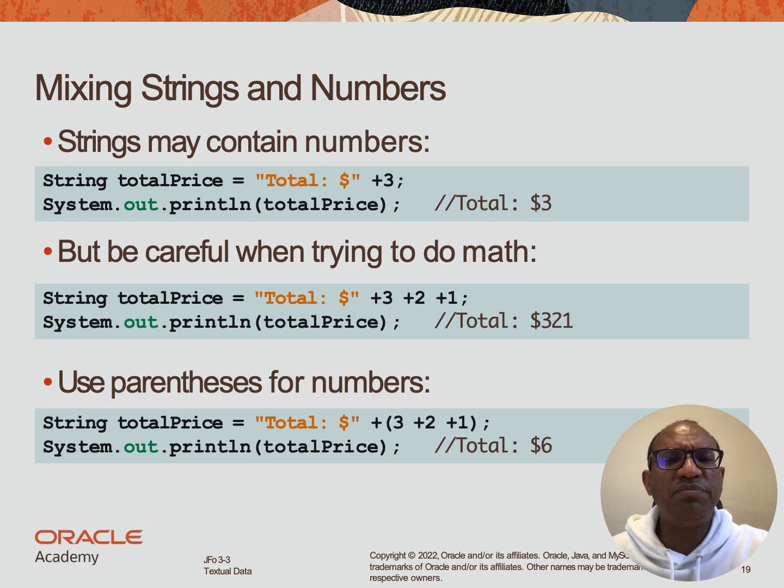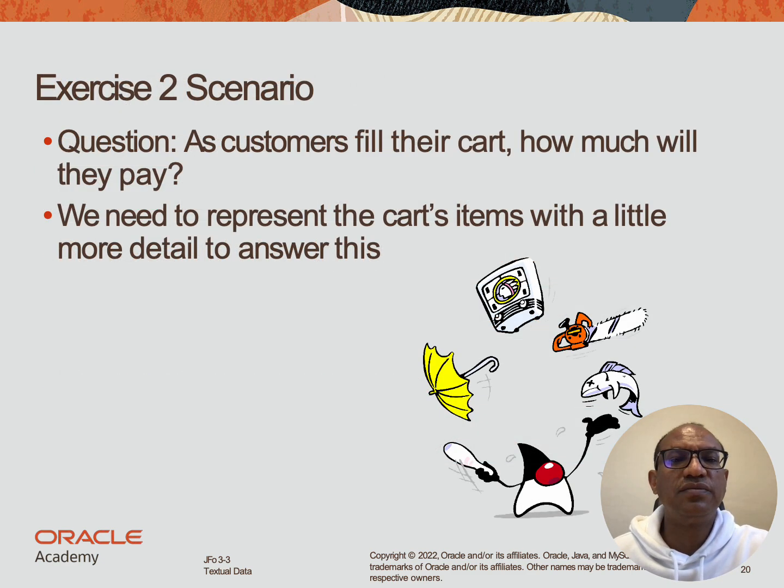When you mix strings and numbers, Java reads everything from left to right. Use parentheses to ensure numbers are calculated first.